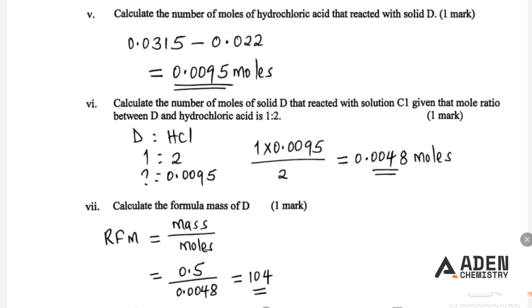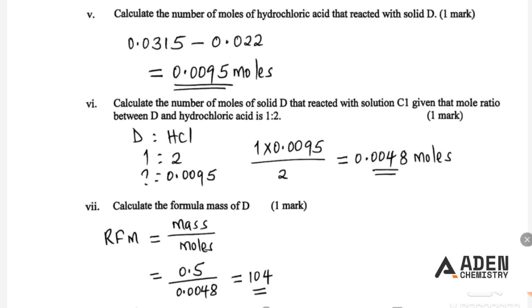Roman 6. We are told calculate the number of moles of solid D that reacted with solution C1, given that the mole ratio between D and hydrochloric acid is 1:2. So the mole ratio is 1:2. Then we know the number of moles of the hydrochloric acid that reacted with D. We have gotten here 0.0095 moles. So what about the number of moles of D? We are going to have 1 times 0.0095 divided by 2. What we are going to get there is 0.0048 moles.